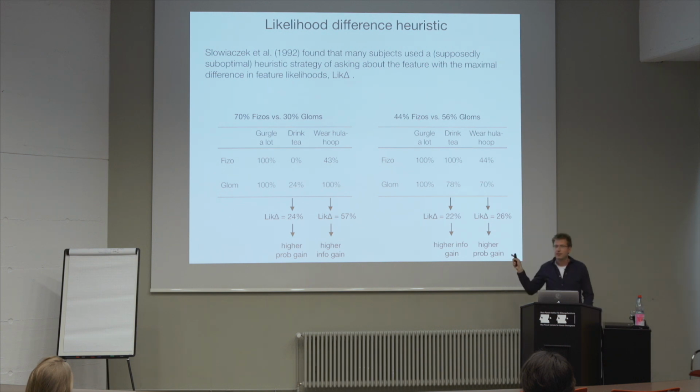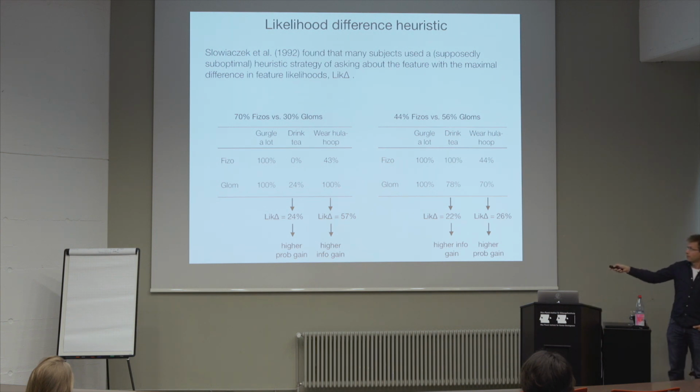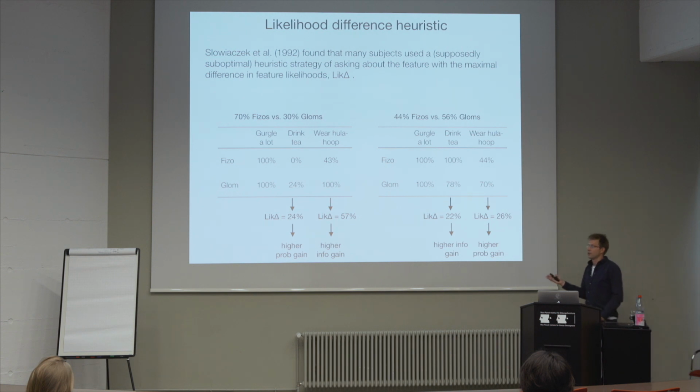But as you can see, such a strategy yields diverging results with respect to the models that we consider. Because if you go with a likelihood difference, you would pick the higher information gain feature here, but you would pick the higher probability gain feature here. So this explains some of the variance and essentially shows how strategies vary as a function of the informational environment.